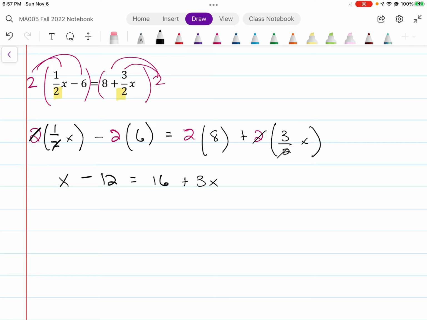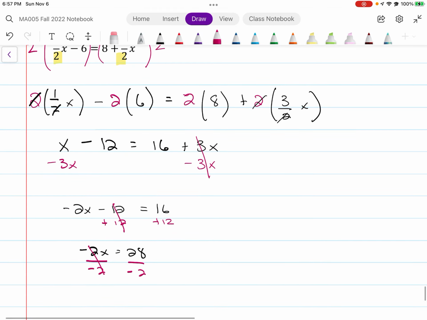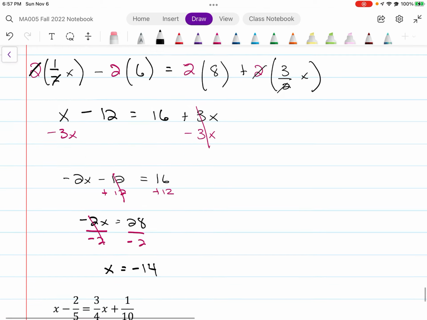All right, so I'm going to subtract 3x from both sides. And I get negative 2x minus 12 equals 16. And I'm going to add 12 to both sides. And I get negative 2x equals 28. Now if you divide both sides by a negative 2, you should get x equals negative 14. All right, 2 more problems.